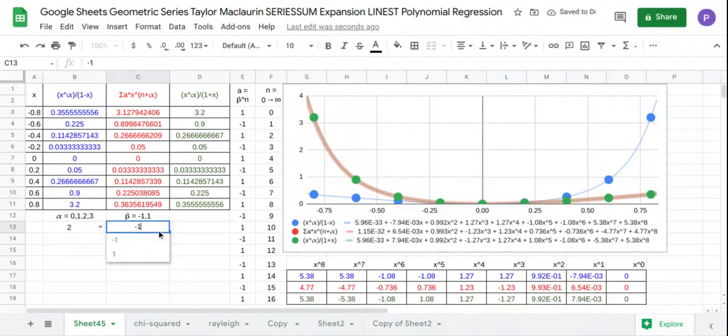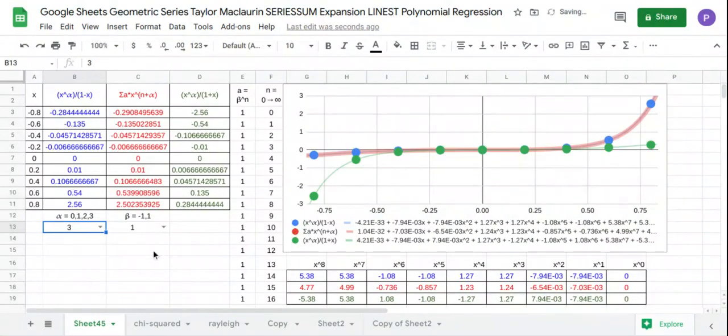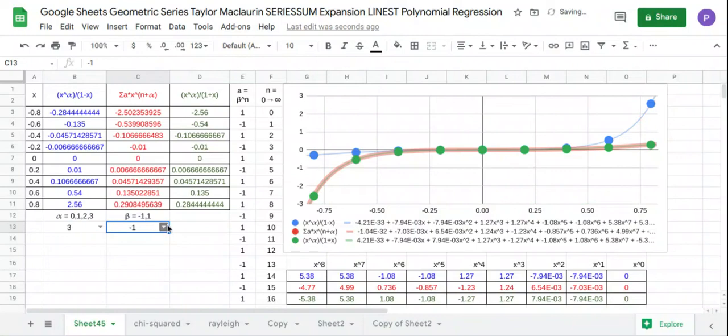You can toggle this to negative 1 or to positive 1. At alpha equals 3, can toggle this to -1 or +1. This completes the use of array formula, series sum, LINEST in the generation of the trend line and polynomials of the geometric series.